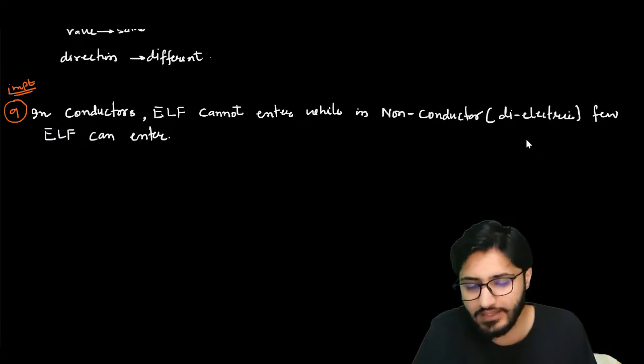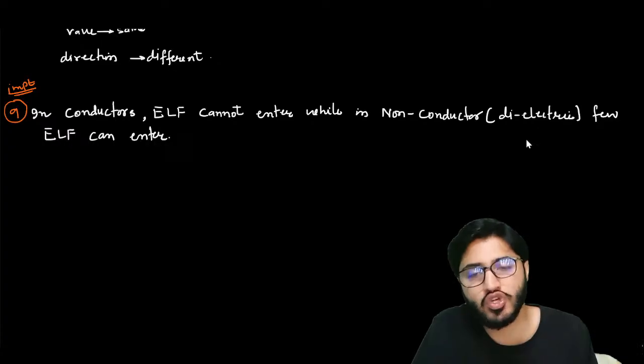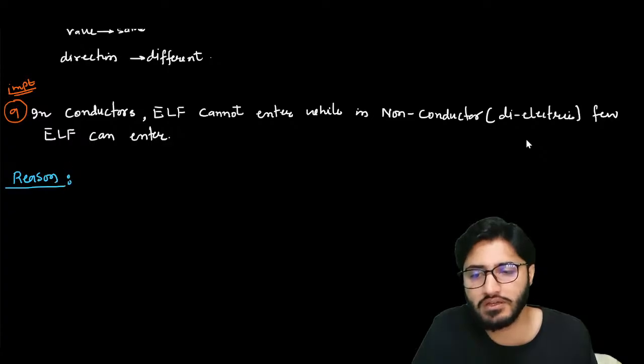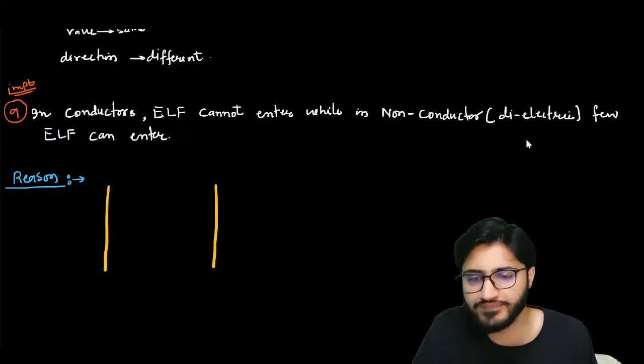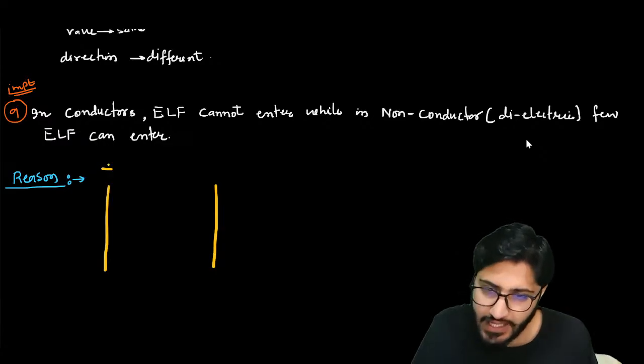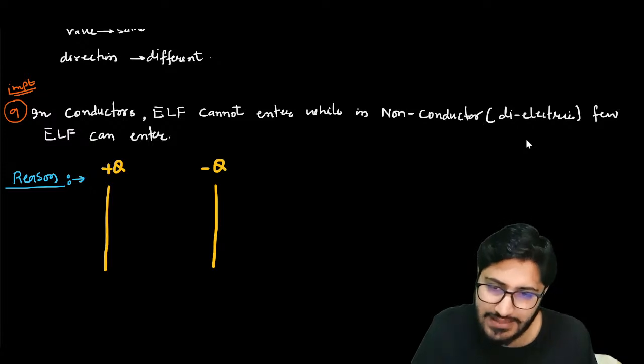Why? Let's talk about the reason behind this property. Let's suppose we have a plate, and one more plate. On this plate I have charge plus Q, on this plate I have charge minus Q. I guess these lines represent electric field lines. Let us suppose these are uniform electric field lines.